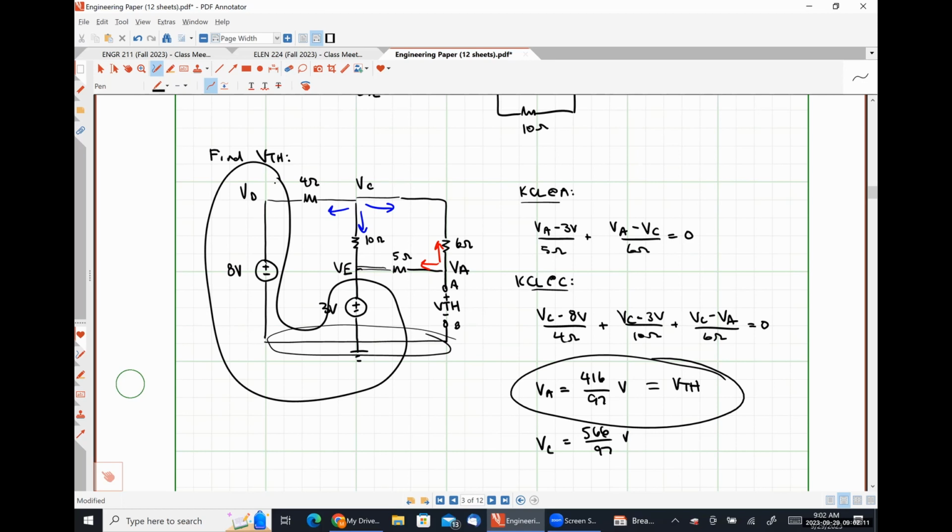But technically speaking, we do have 2 supernodes here. Because of the place we chose ground, we don't have to write a KCL equation at either that node D or that node E, because those supernodes contain ground.